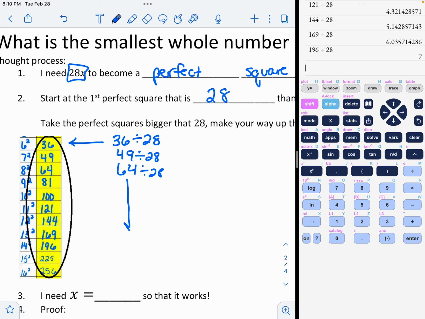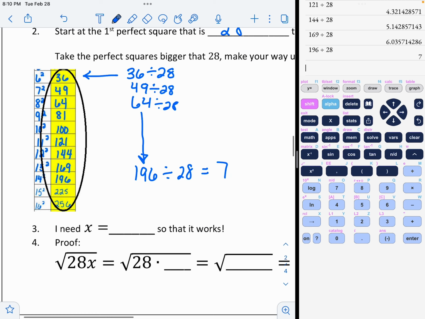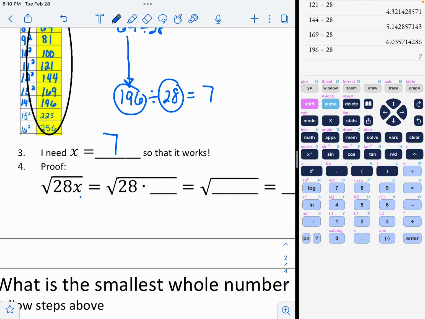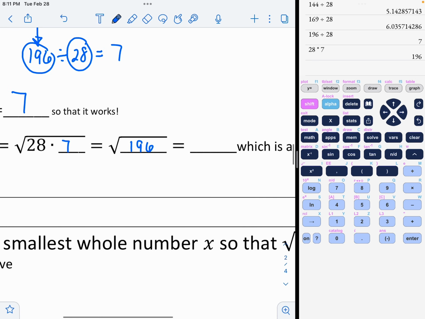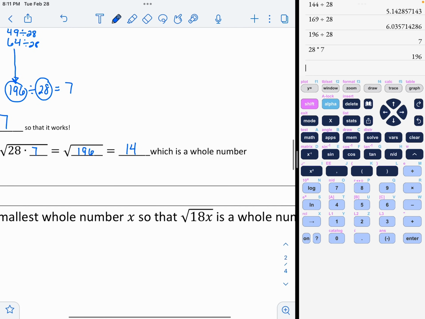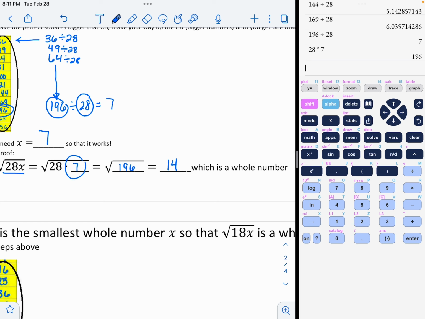So you make your way up the list. Remember, the first one I found was 196. 196 divided by 28 is 7. So this is the first time that 28 is a factor of a perfect square. I need X to be 7, and here's my proof. 28x means 28 times 7. 28 times 7 is 196. 196 is a perfect square, and the square root of it is 14, which is a perfect whole number. So the smallest number that X can be is 7, so that I get a perfect square, and the square root is 14.